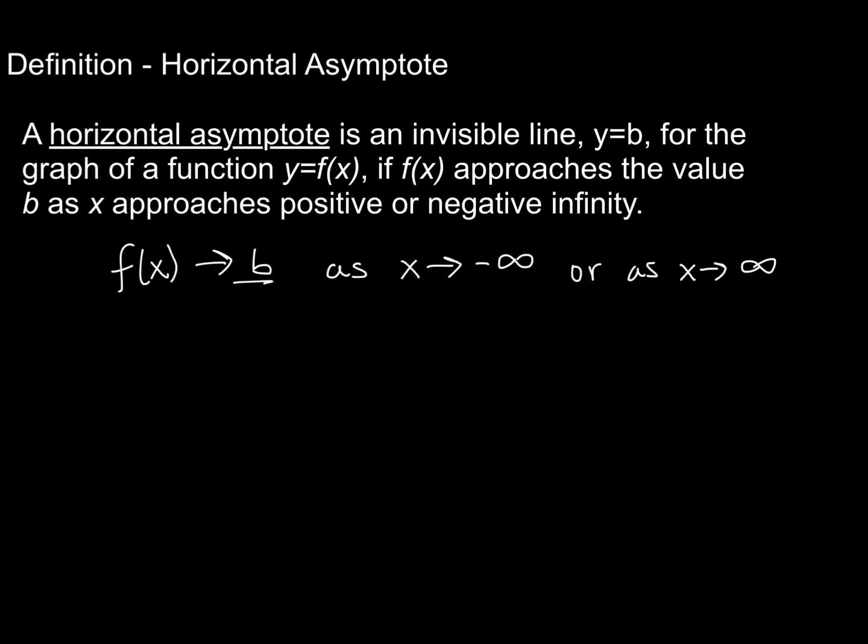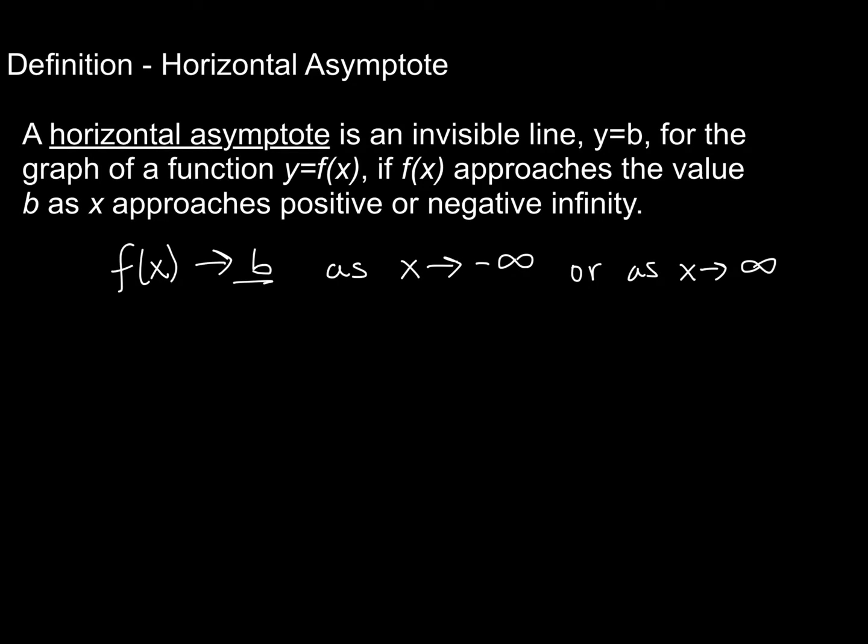In other words, we want to know what is occurring to our y values as x approaches negative infinity, as we're moving far to the left, or as x approaches positive infinity, as we're moving far to the right. And if it is approaching a particular value as we move to the left and as we move to the right, that's what's called a horizontal asymptote. And so we can say that f of x will be approaching that particular value b.